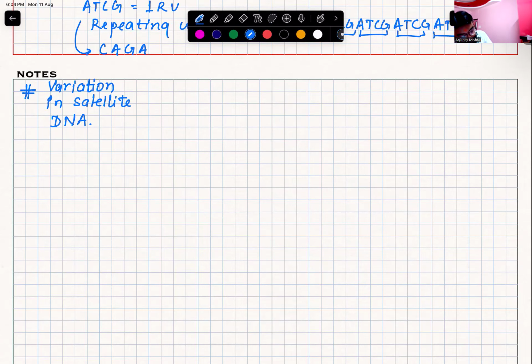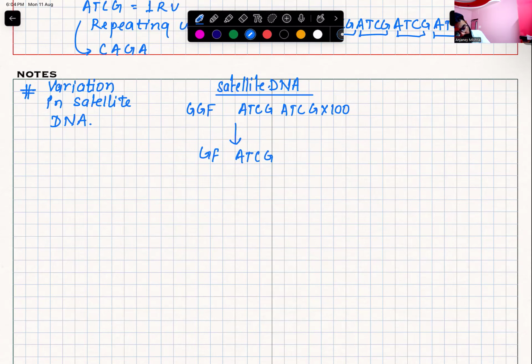Let's say you have satellite DNA, and this satellite DNA is there in my great grandfather. Here the repeat was ATCG, and it was getting repeated 100 times. Some random mutation happened, and my grandfather received ATCG repeated only 90 times.